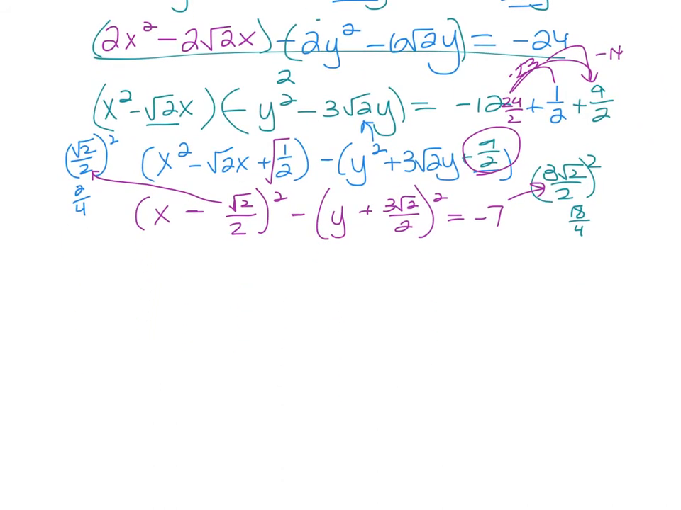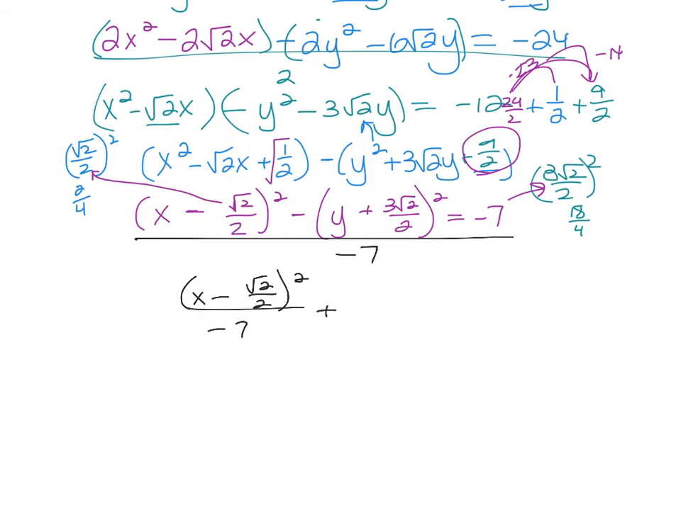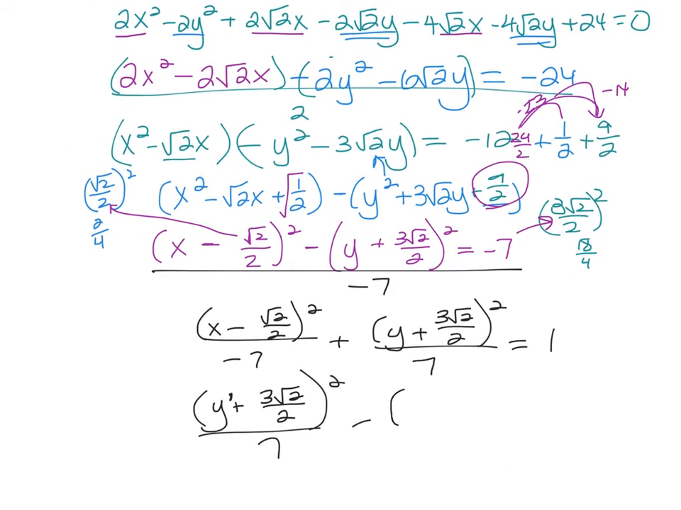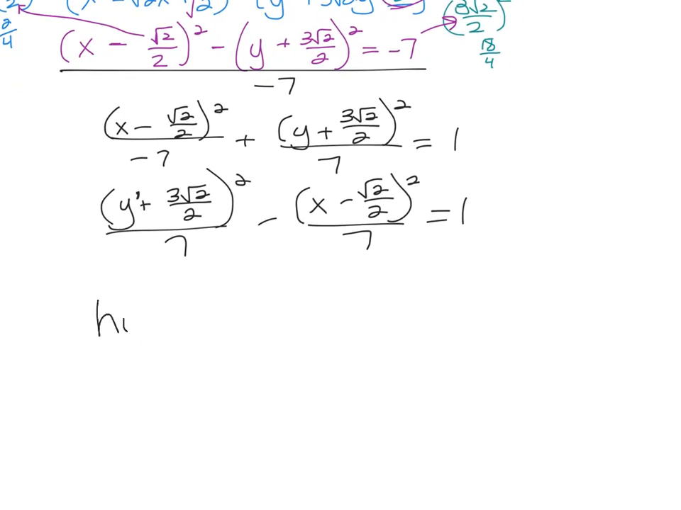Okay, so now I've got to divide everything by that negative 7, which is going to switch my order. So x minus root 2 over 2 squared over negative 7 plus y plus 3 root 2 over 2 squared over 7 equals 1. So this is now a hyperbola. I'm going to add my prime back in. Y plus 3 root 2 over 2 squared over 7 minus x minus root 2 over 2 squared over 7 equals 1. So I know it's a hyperbola. I know my center is root 2 over 2 and negative 3 root 2 over 2.